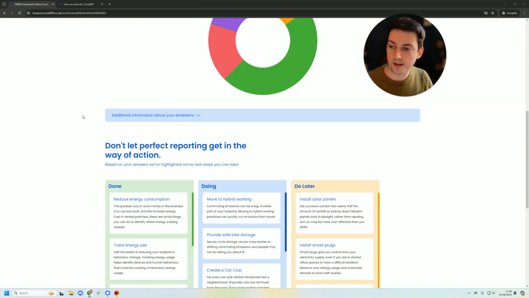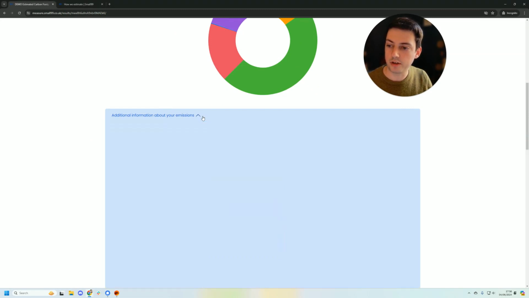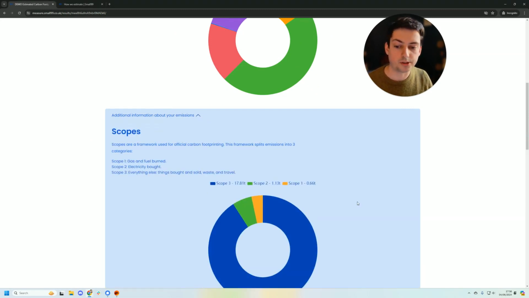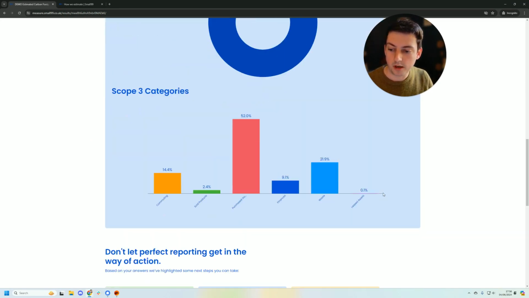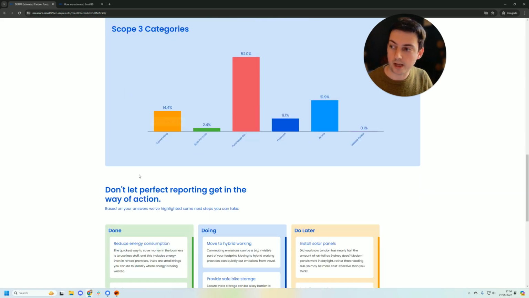If we then move a bit further down, we can click on the additional information, and this brings up that technical scope language, and unsurprisingly the majority of your emissions are likely going to be in your scope 3, and then scopes 1 and 2 are relatively minimal. And we can see a bit of a breakdown here as well around the different footprints, and I'll come on to some common questions we get about this as well.